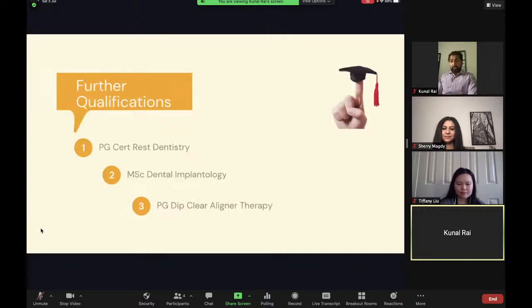I haven't just done a basic dental degree. I am also doing some further qualification. Once I qualified, I did a PG certificate in restorative dentistry, just because I wanted to hone my skills in conservative dentistry, doing veneers, crowns, prosthetic work, because I didn't get as much experience as I wanted whilst at university.